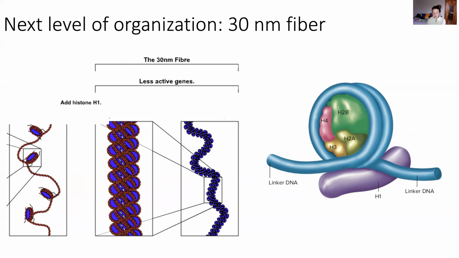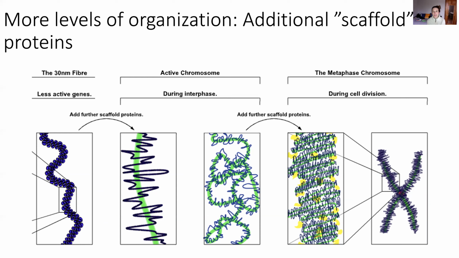Now, there are a few more levels of organization, and to get to these, you just keep adding additional scaffold proteins. I'm being pretty vague here because this is an ongoing area of research. So you have the 30 nanometer fiber, you add some scaffold proteins, and you get to higher orders of these squiggly lines. If you want to look up some more elegant microscopic pictures of those, you're welcome to. But again, the main idea here is you keep adding proteins and you get more and more organized.